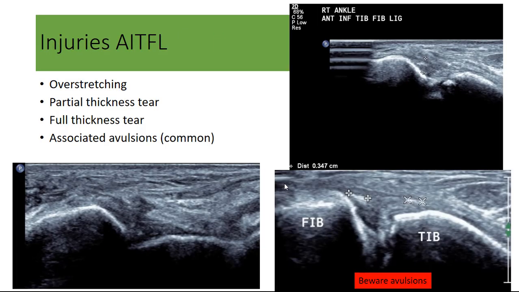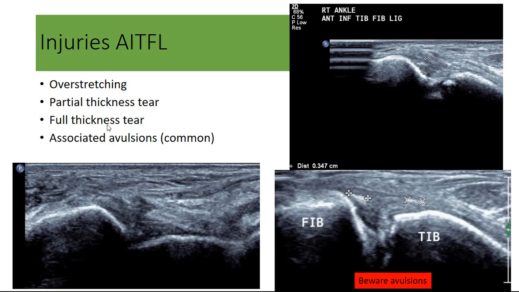When injuries occur to this AITFL, ligaments can be either overstretched, have a partial thickness tear, or be a full thickness tear. We tend to say ruptured with tendon and a full thickness tear with ligament, and avulsions at the tibia and fibula insertions are quite common with injuries to this AITFL, as you can see here. And so we're looking for thickening of the ligament and avulsions and disruption of that fibrillar echo texture.